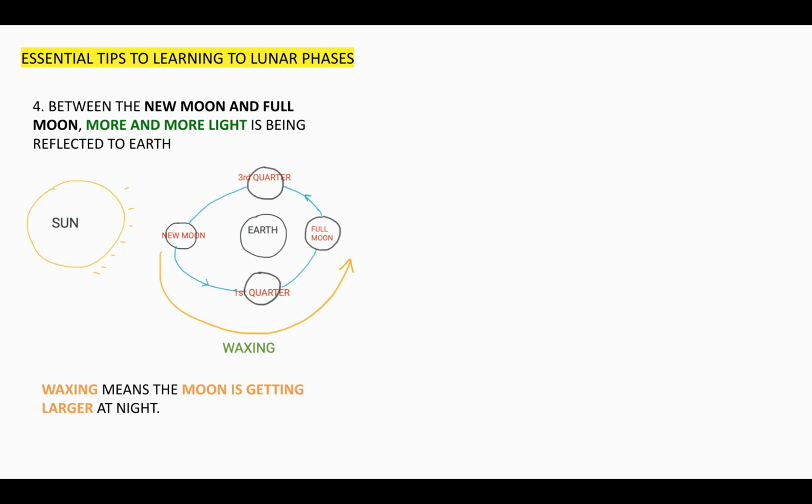So what else do we need to know? There is a bit of terminology here. As I said, you need to understand there's waxing and there's waning. So we'll start with waxing. Between the new moon and the full moon, more and more light is being reflected from the moon, so the moon appears to be getting larger over this period of time. We call this waxing. Waxing is when the moon appears to be getting larger at night. So waxing from the new moon, which is, if you shade it in, complete darkness, to the full moon, which is complete brightness, the brightness here is consistently increasing.